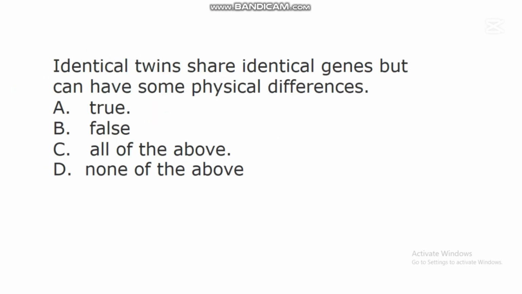The next question says, identical twins share identical genes but can have some physical differences. A. True. B. False. C. All of the above. D. None of the above. In this question, the correct answer is A. True. Studies have shown that identical twins share identical genes, but they can have some physical differences due to the influence of environments.